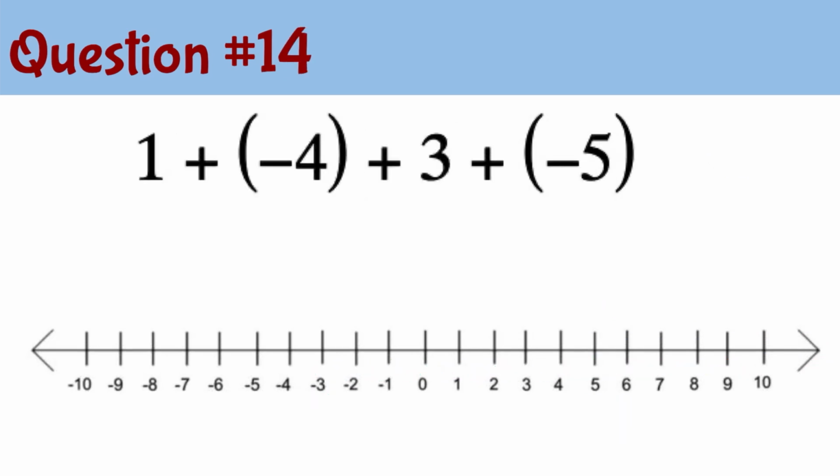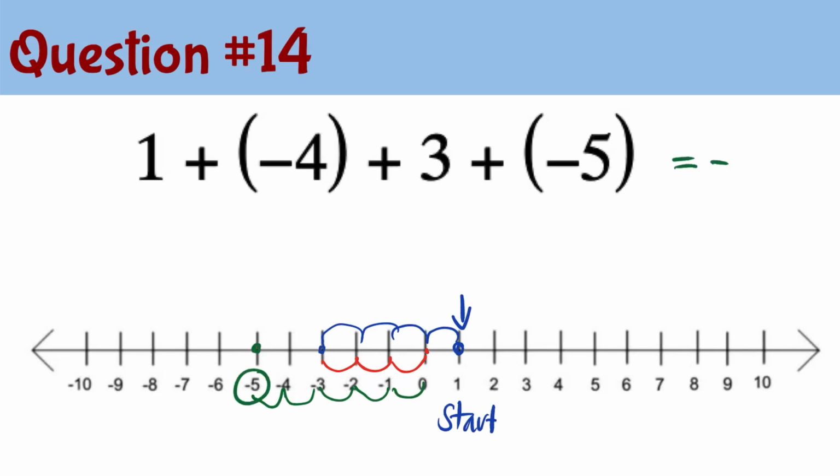Question number 14. 1 plus negative 4 plus 3 plus negative 5. For this problem, we're starting with positive 1. From positive 1, we're moving 4 units to the left. 1, 2, 3, 4. So it's at negative 3. From negative 3, we need to add 3 units to the right. So we have 1, 2, 3. Now from 0, we need to move 5 units to the left. So we have 1, 2, 3, 4, 5. So that's why the final answer here is negative 5.